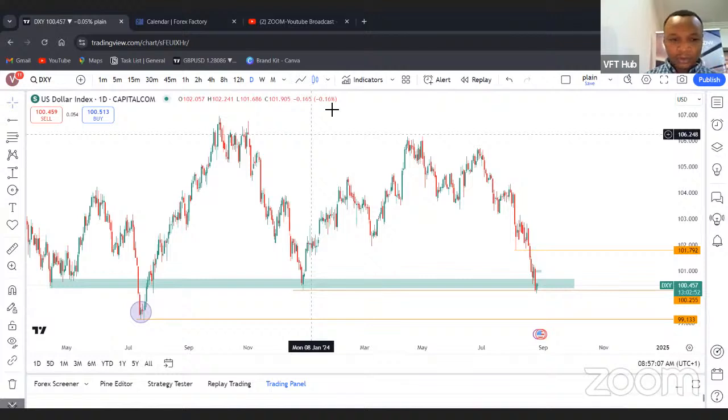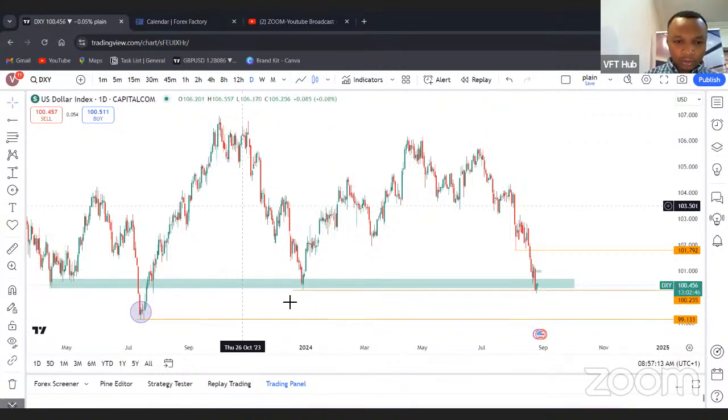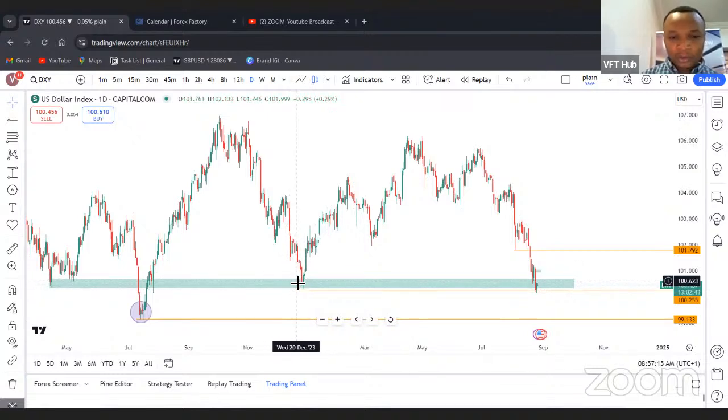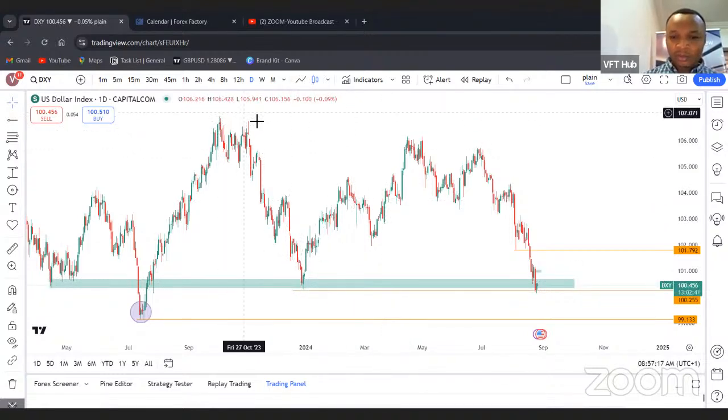I hope this gives you clarity. So this is a box pattern right here: left shoulder sweep, break of structure, return. This is where the right shoulder formed, but then we're not able to see it break above here.